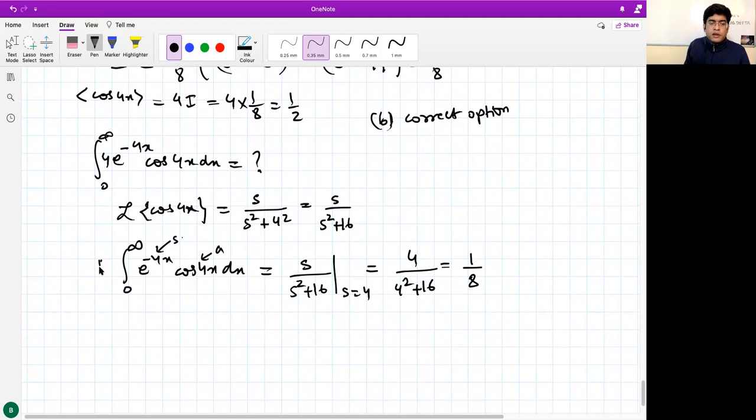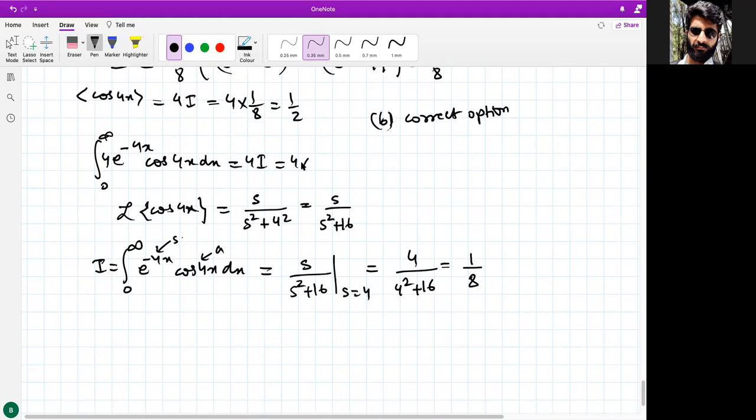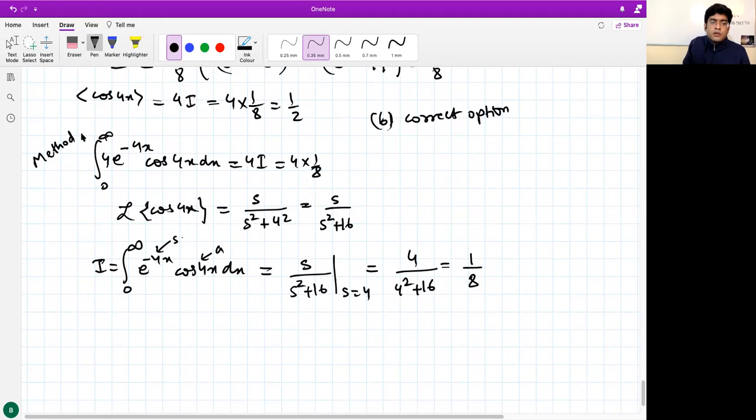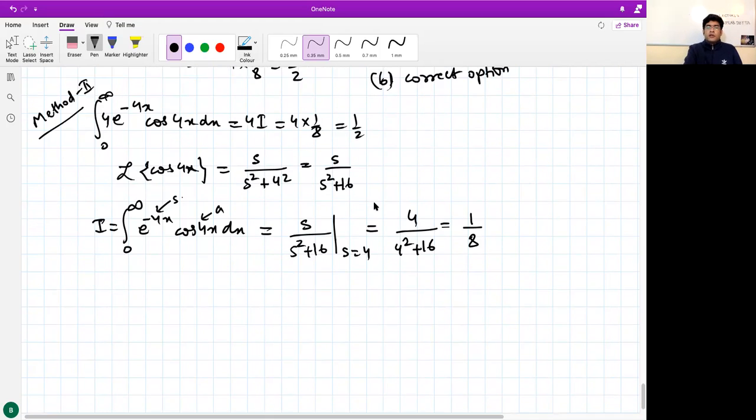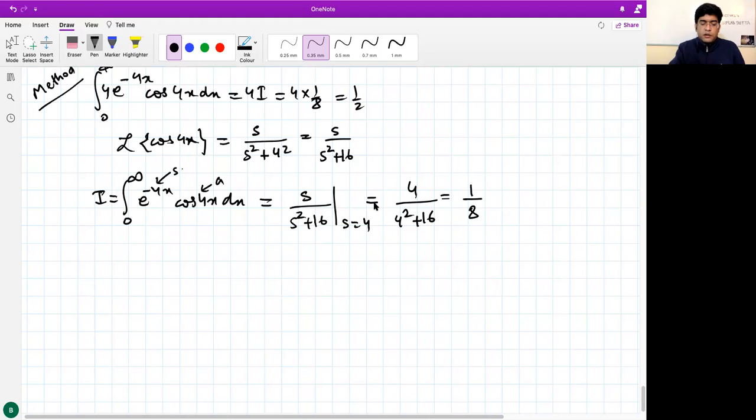And then we had this 4. This was the integral which we took. Now this is equal to 4i, which is 4 into 1 by 8. So this is method 2, using Laplace transform. This is 1 by 2. There are other methods also, but let's not get into it.